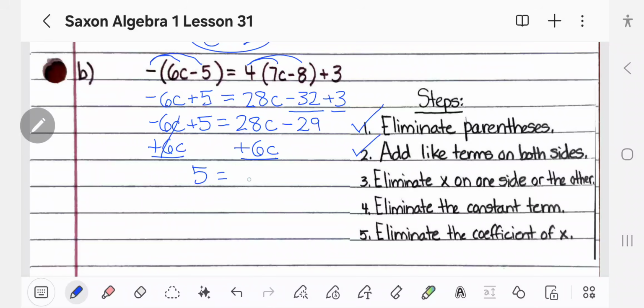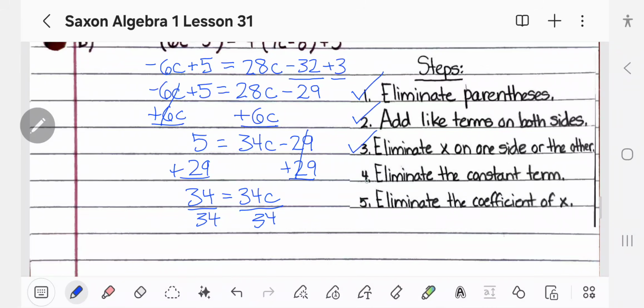We get 5 is equal to 34c minus 29. We're going to eliminate the constant term with the variable. So we're going to add 29 to both sides. That's 34 equals 34c. 34 times some number is equal to 34. And we can see what it's going to be, can't we? Let's divide both sides by 34, which is eliminating the coefficient. And we find out that c is equal to 1.